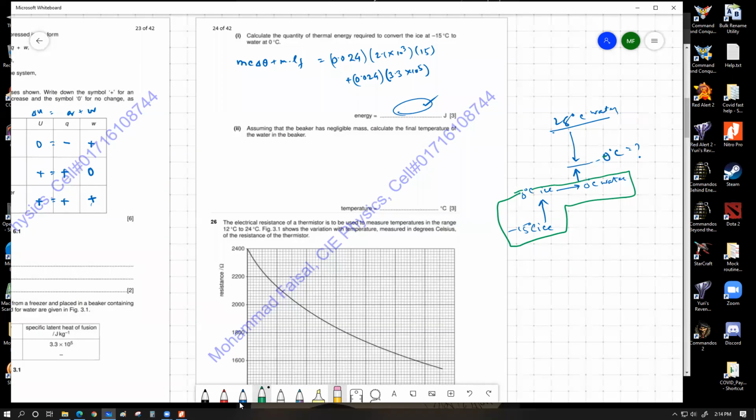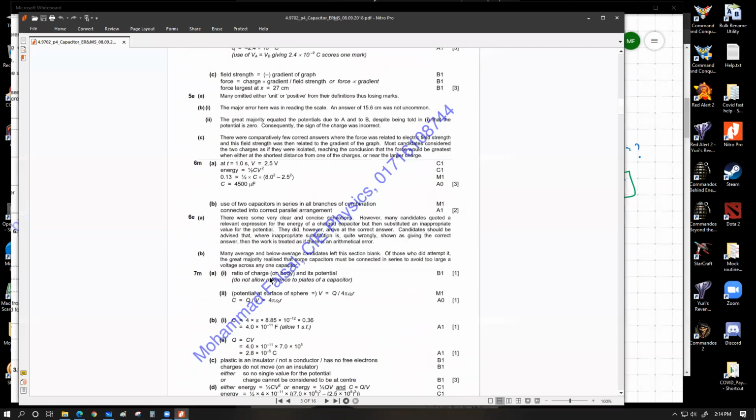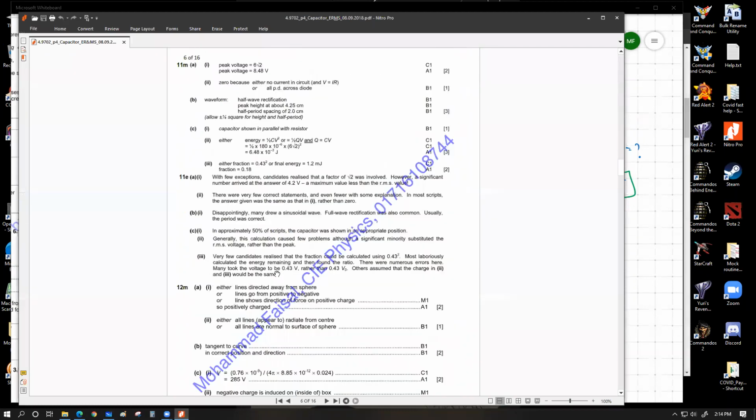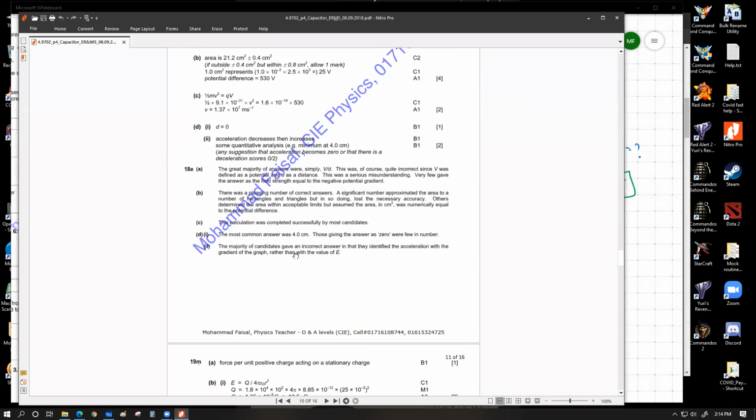What is the answer? Can someone help me with the number? I could pick it up from the mark scheme as well. Is my voice heard properly?